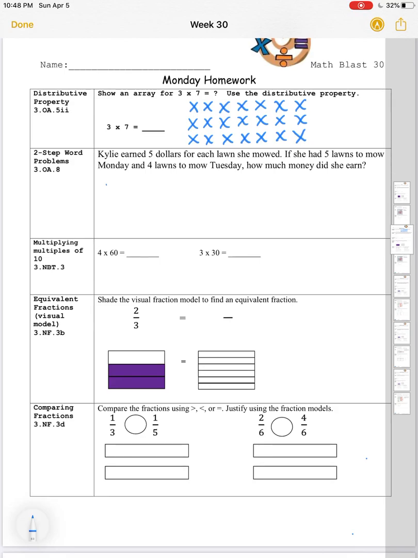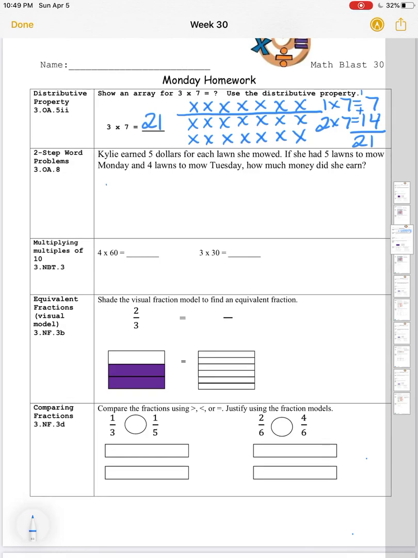And if I'm going to represent the distributive property here, I'm going to cut my array into 2 smaller arrays. So I'm going to draw a horizontal line here and break my 3 groups of 7 into 1 group of 7, which I know is 7, and 2 groups of 7, which I know is 14. Now when I put those together, if I add my 7 and my 14, I get 21. And so 3 times 7 is equal to 21.